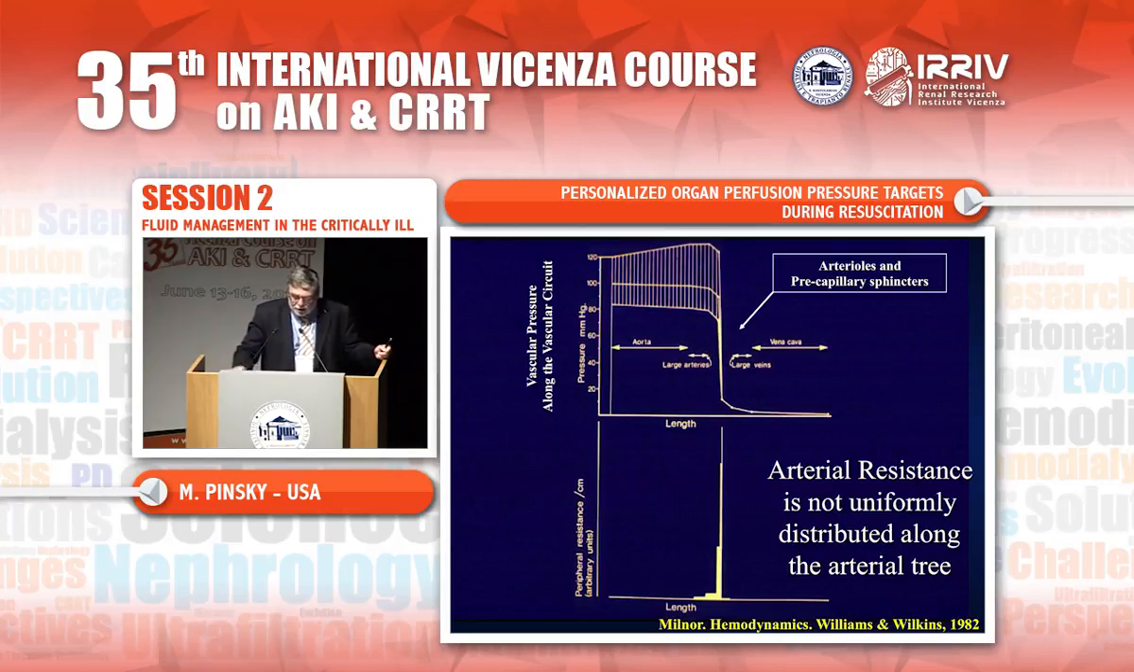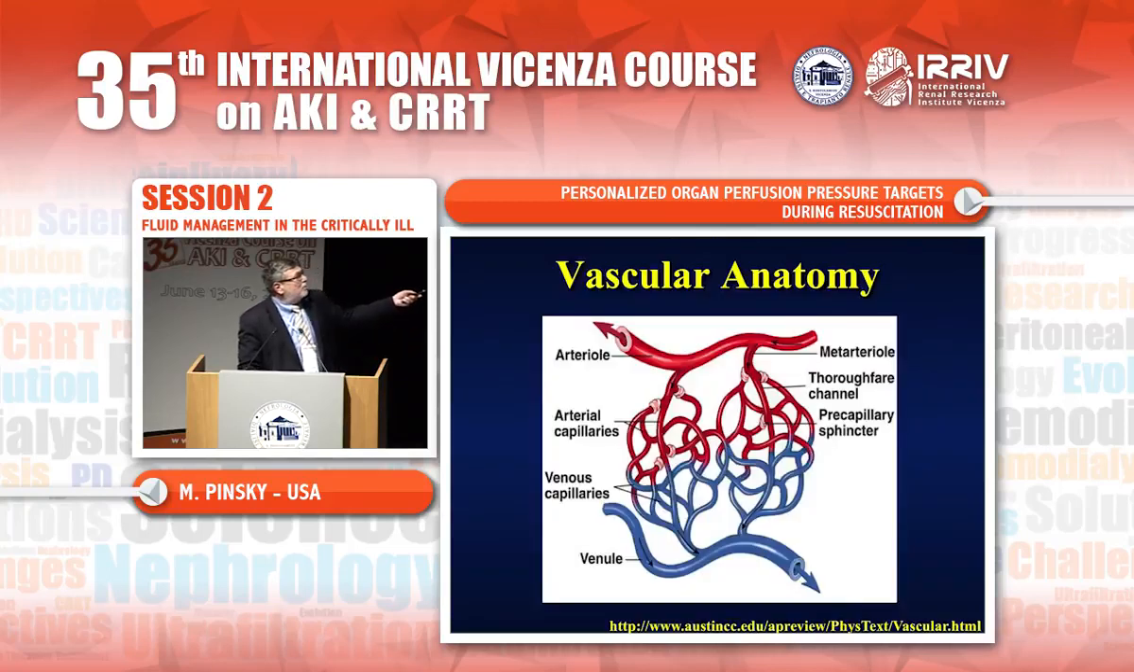Okay. Arterial resistance is clearly not uniformly developed. It's actually present primarily in the arterioles and the precapillary sphincters where we get to tubular flow, and Poiseuille's law defines that that's where the major pressure drop must occur.